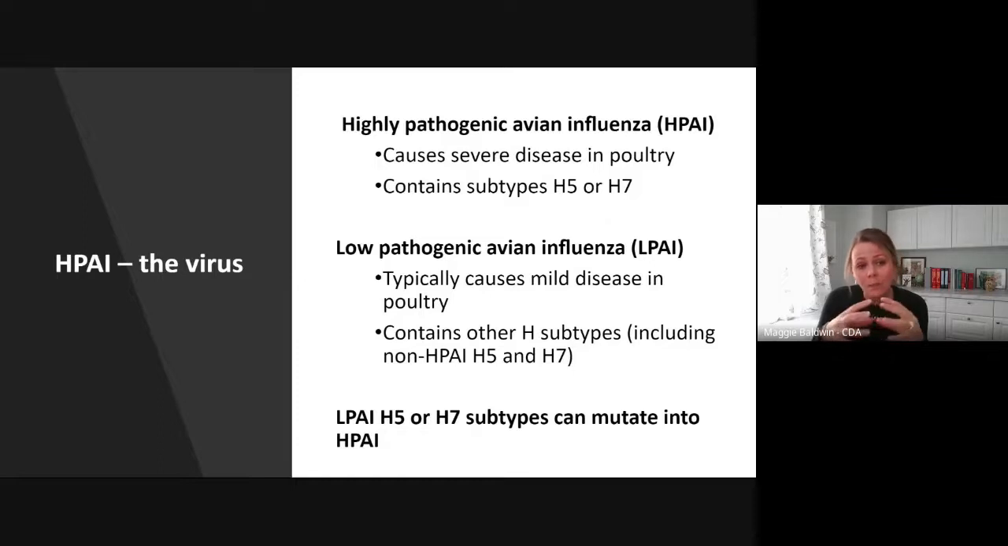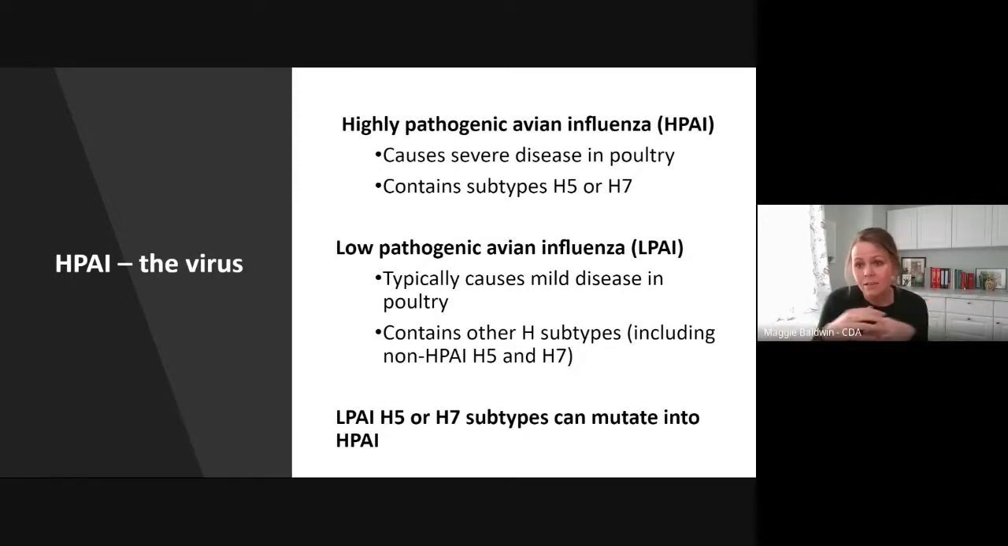So when we talk about AI, there's different subtypes. There's highly pathogenic avian influenza and there's low pathogenic avian influenza. So high path AI, which is primarily what we're going to be talking about today, is the virus that causes severe disease in poultry. And that contains subtypes H5 or H7. So high path AI is always H5 or H7.